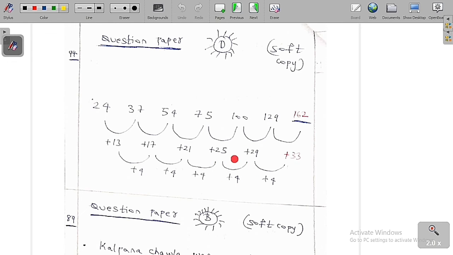So you have to add 4 to each number. Here also the same thing, again you have to add plus 4. So 29 plus 4 is nothing but 33. So again you have to add 33 to this number. So 129 plus 33 is nothing but 162.